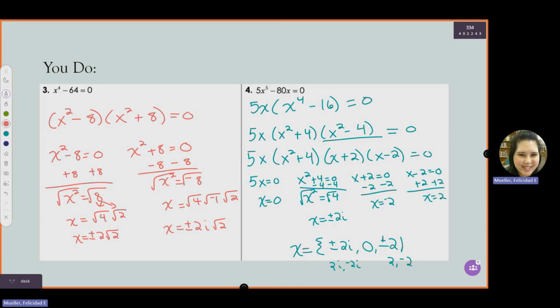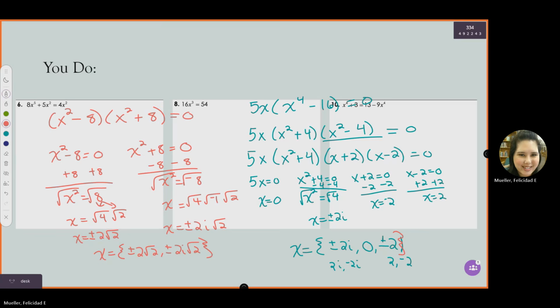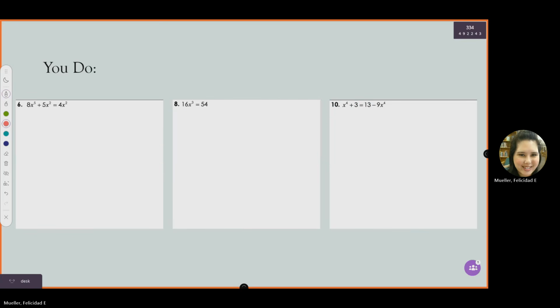I did forget to write this as my set over here. So x is the set of plus or minus 2 square root of 2 and plus or minus 2i square root of 2. It all depends on how they want you to write your answer. Just look at the directions. Usually they're a bit more specific. So I do want you to go ahead and try these 3 problems.